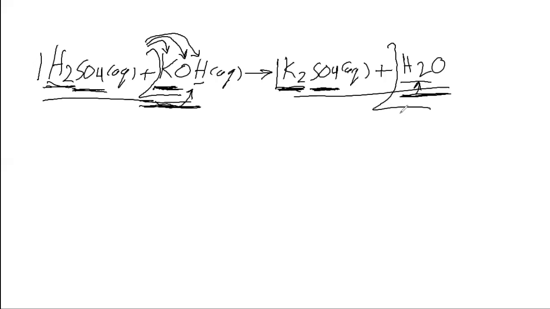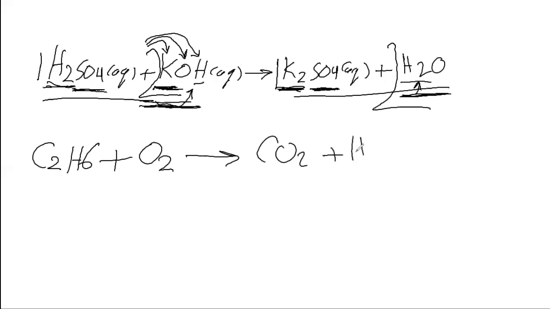Now let's practice with another example quickly. Let's say we have C2H6 plus O2, and that will give us CO2 plus H2O. Now, also, we will look if it's balanced or not. Simply from the carbon, it's not balanced, so we have to balance this chemical equation.